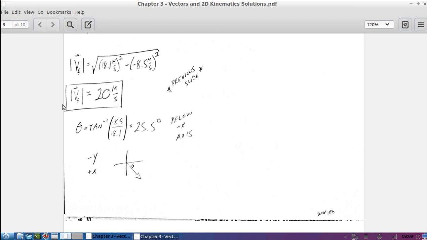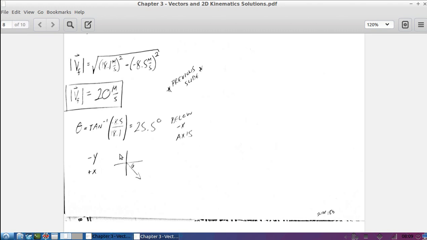So take the inverse tangent of the y component over the x component. I'm going to get a negative sign in there. I'm going to interpret it as below the positive x-axis because I've got a negative y component, positive x component. That makes sense with my model.